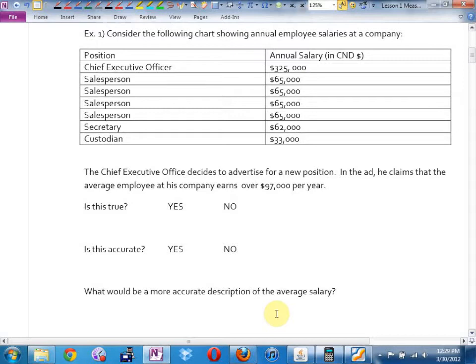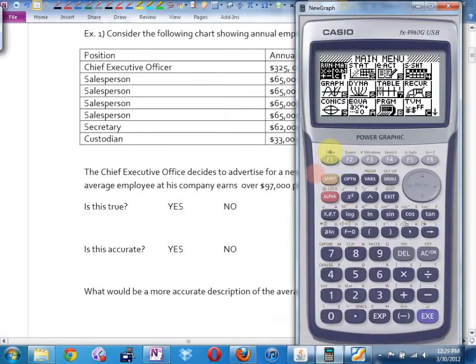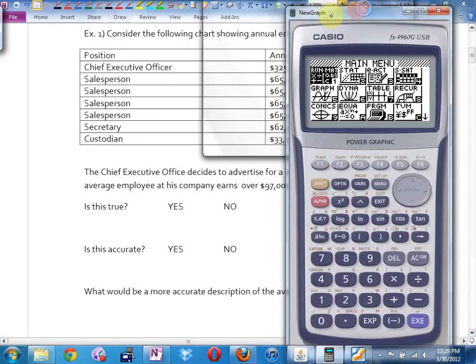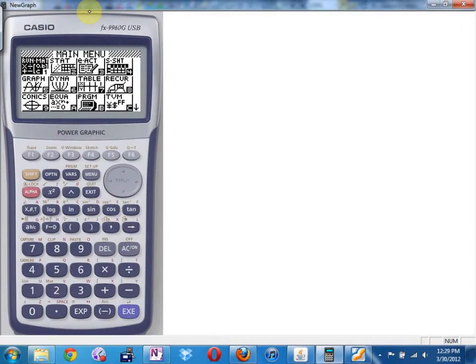Is that right? Well, it all depends on what you mean by average. The way that most of you think of as average is the way that most of the public thinks of as average, and that's add them all up and divide by how many there are. Let's do that. I'll do it on my fancy schmancy calculator. Now, if you're going to use the fancy schmancy calculator, whoop.